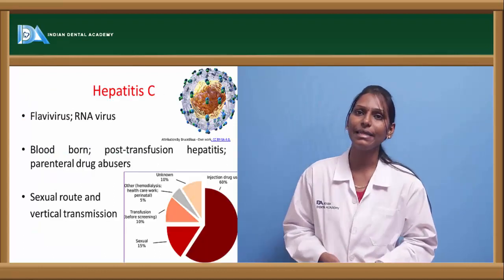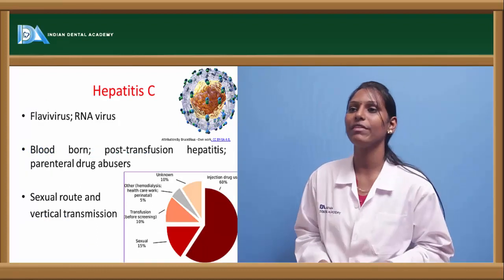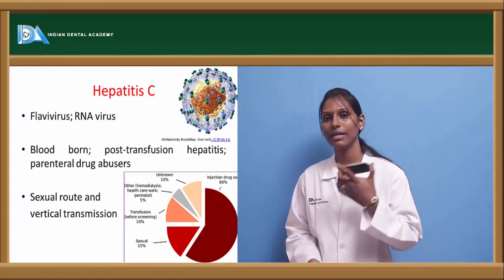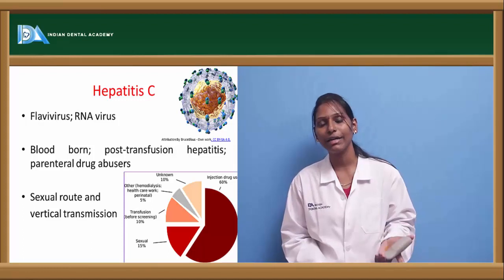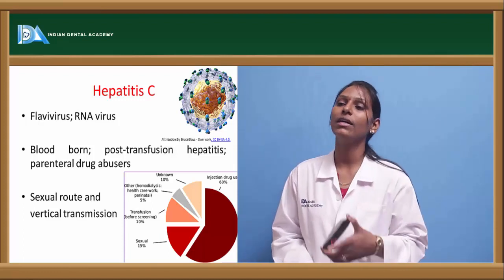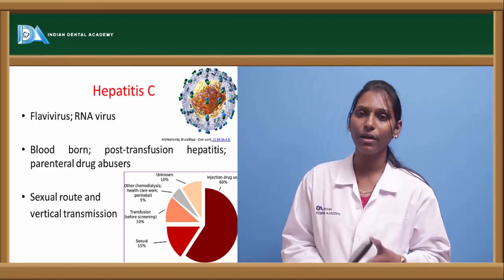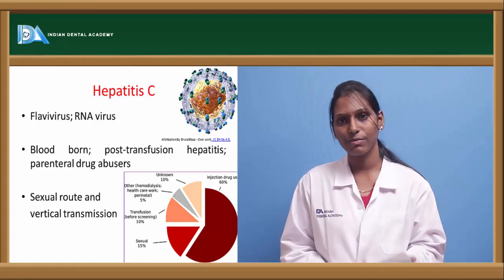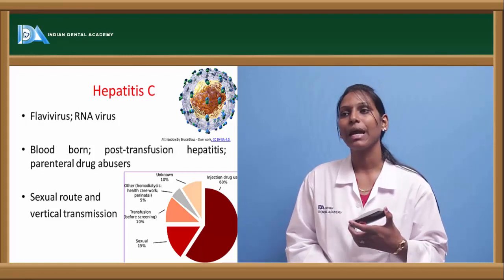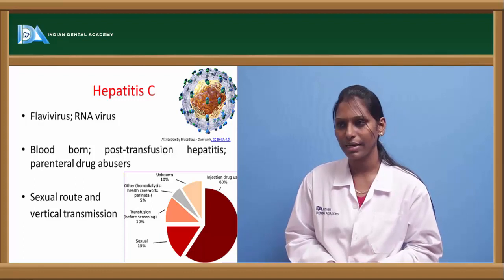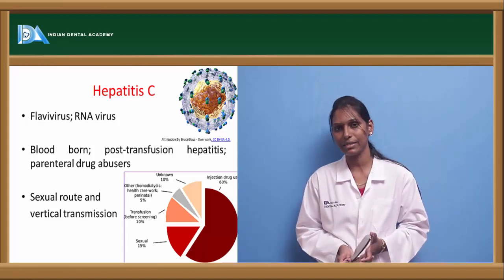Coming to hepatitis C. Hepatitis C belongs to the flavivirus group. It is an RNA virus, whereas hepatitis B is a DNA virus. It is also usually bloodborne. The transmission is bloodborne, most commonly because of post-transfusion hepatitis and parenteral drug users.